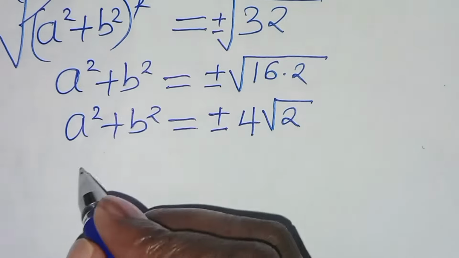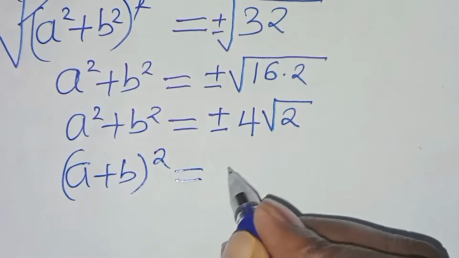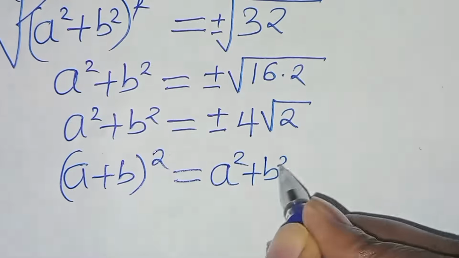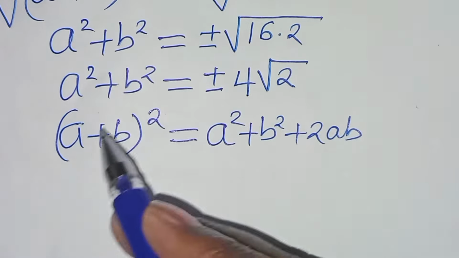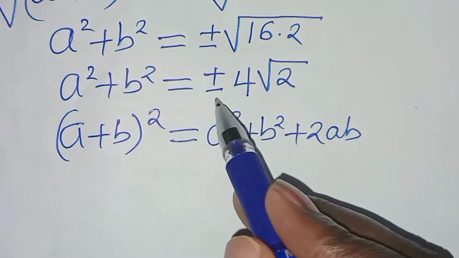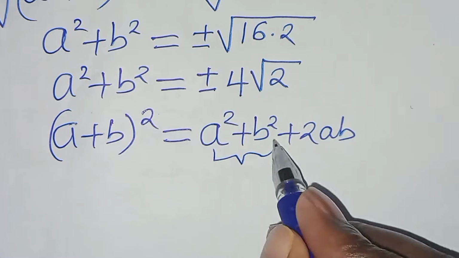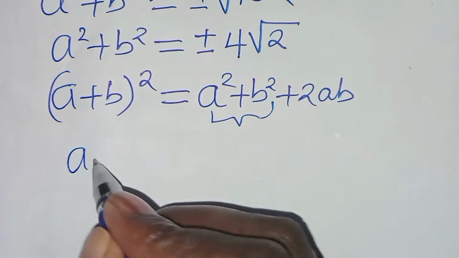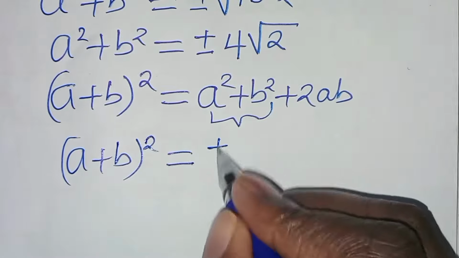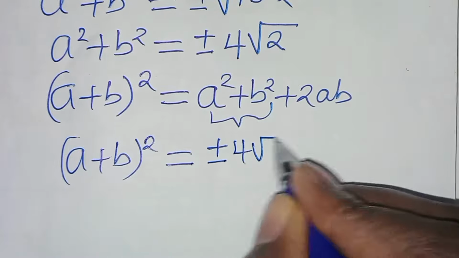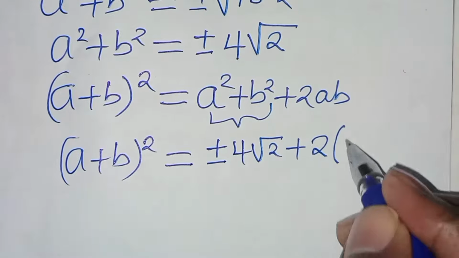Now, given that (a + b)², this is the same thing as a² + b² plus 2 times ab. Now, we have that a² + b² is the same thing as plus or minus 4 square root of 2. So we can substitute here. So we'll have (a + b)² equal to plus or minus 4 square root of 2, then plus 2 times a times b. a times b is equal to 2.